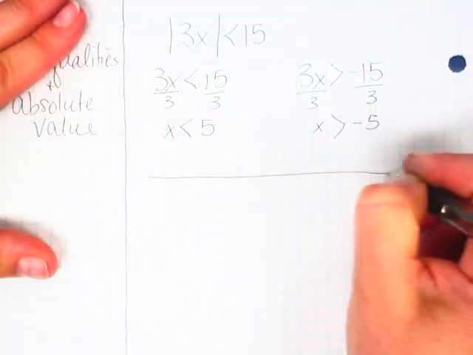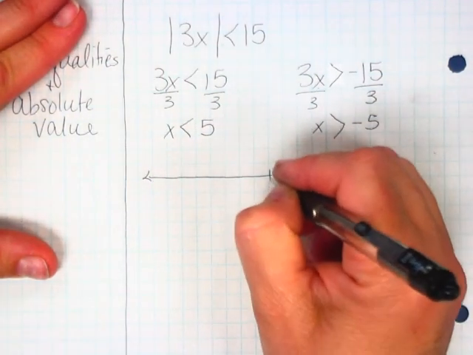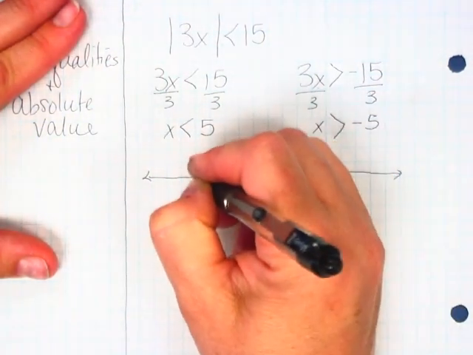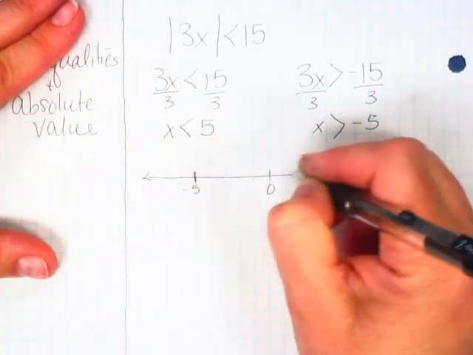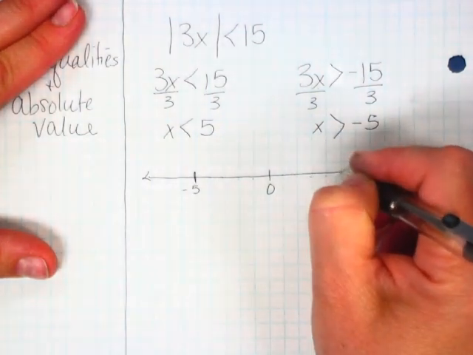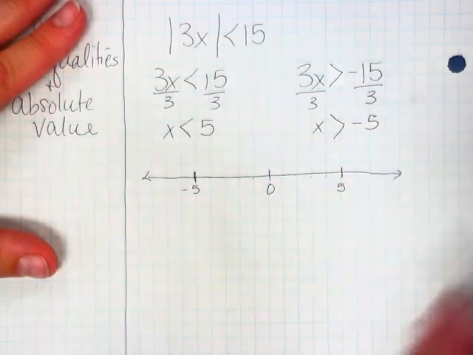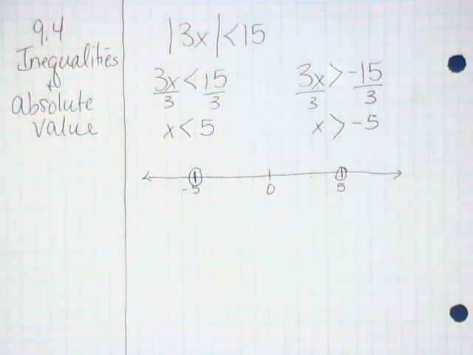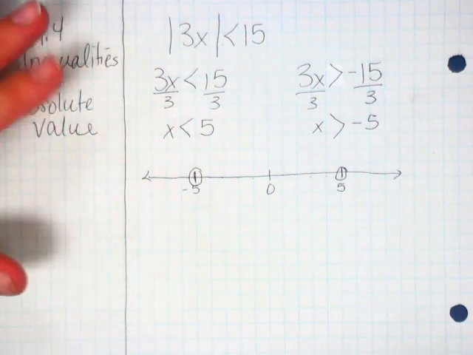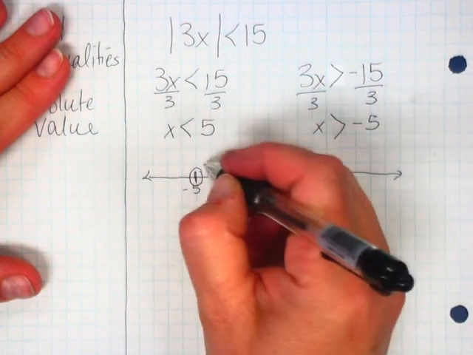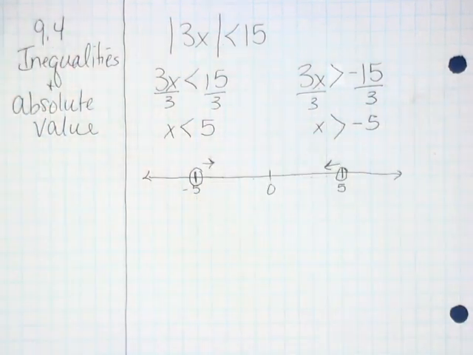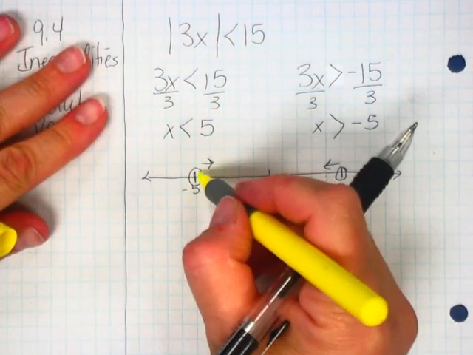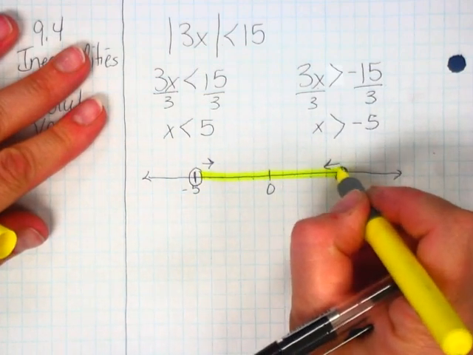So when we put this in a graph, here's negative 5. Here's positive 5. We notice that they're both open circles because they do not have an equal sign. X is less than 5, so that means we're looking this way, and x is greater than negative 5, so we're looking between the two 5s, a conjunction.